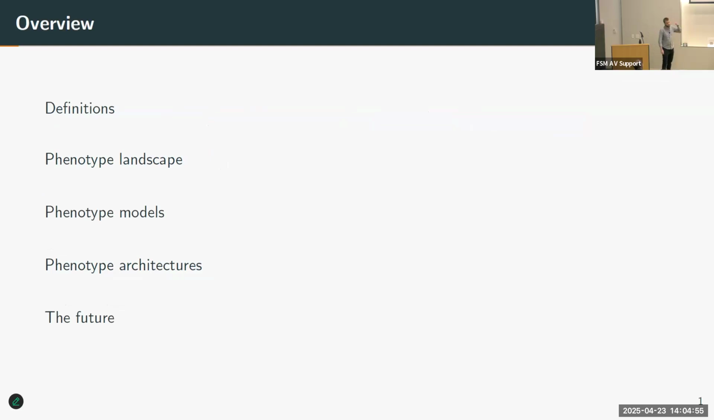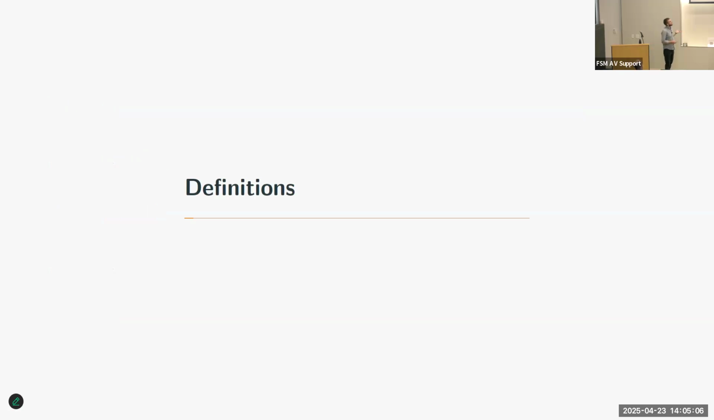Okay, so a bit more formal, what am I going to talk about? Just to summarize what I've said, I'm going to start with some definitions for those who might not be familiar with the space. Then talk about the phenotype landscape, models, architectures, and then the future, everything that I've just said. So starting with definitions, what's a good thing to start by defining?